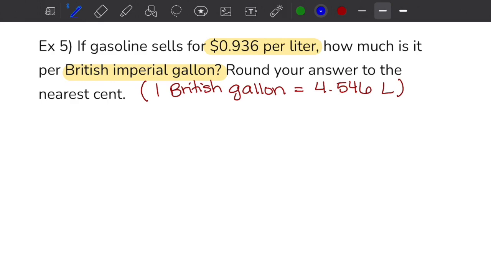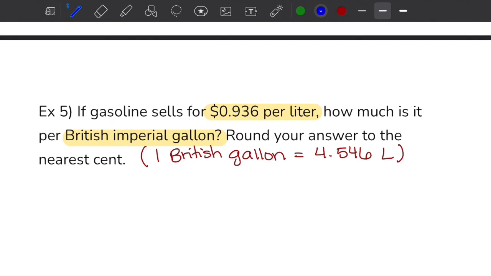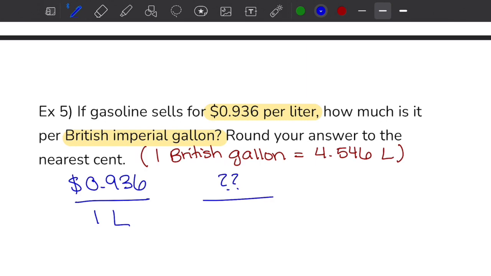Okay, so this one is a bit tricky because what we're looking for at the end is an amount of money, right? But we need to fix the units first. So let me just write down a summary of what we have first and then we can problem solve. So we pay $0.936 per 1 liter. Okay, what we want to know is the amount of money that we will pay per 1 British gallon. And the rate should be the same, right? So there should be an equal sign here.